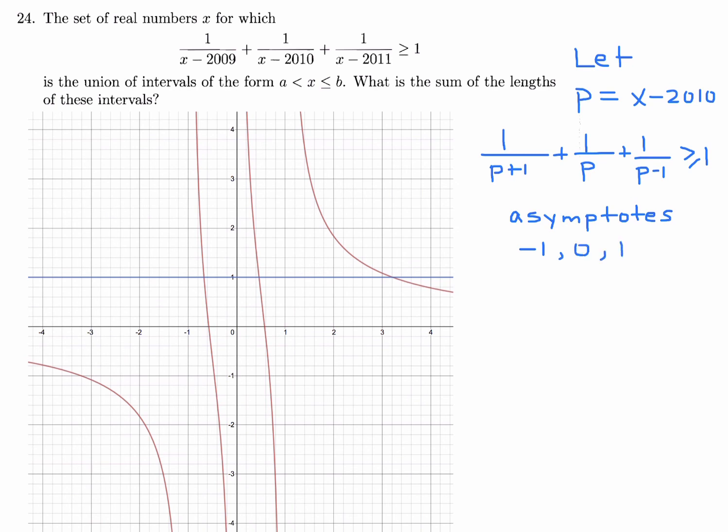For those values of p, these would be undefined. So the graph can never touch those, never hit those. They can come close, but it can never hit those. And those are right here. This is -1, obviously. 0 is obviously here. And here's 1. As you can clearly see, the graph comes very close, but it never touches it. And then these curves that are in red, this one, this one, this one, and that one, they are basically representing the values that are allowed in this inequality.